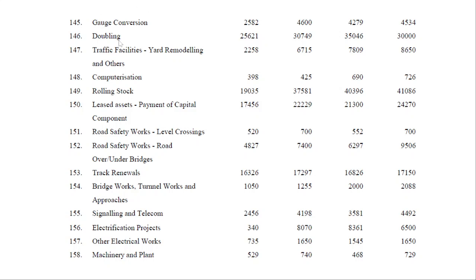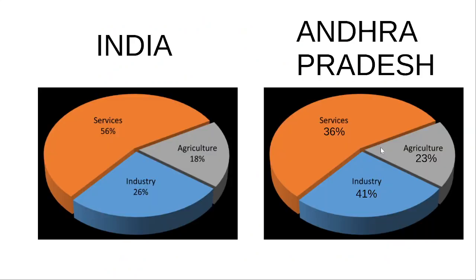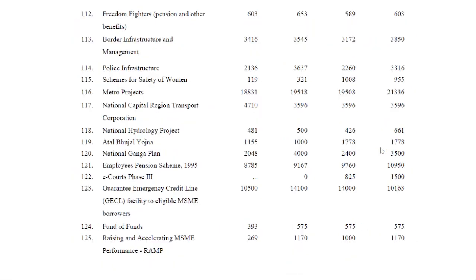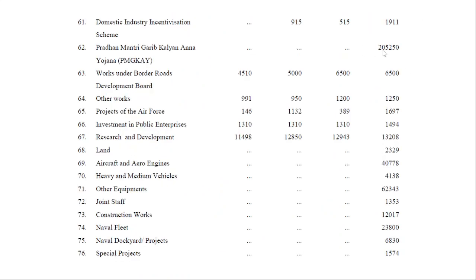There is one thing called rolling stock, 41,000. And here we have road works, almost 1 lakh. National Highway Authority has got 1 lakh 68,000. National Highway Authority and road works have got huge allotments again. So anyway, remember that Garib Kalyan Yojana has got the highest.